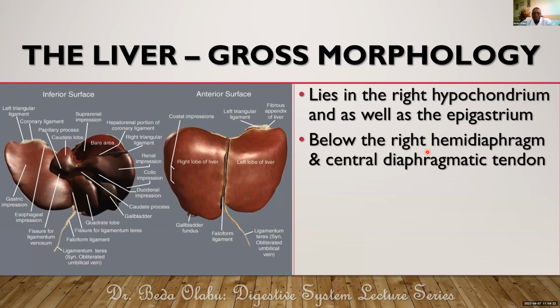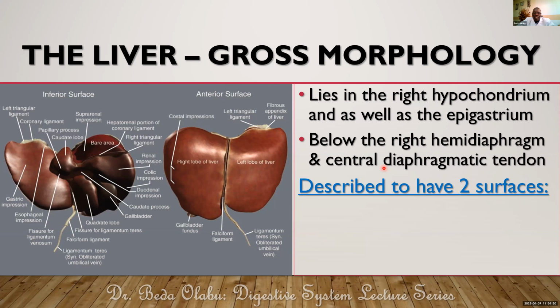The liver is just below the right hemidiaphragm, and also below the central tendon of the diaphragm. The central tendon of the diaphragm is where the heart also rests. So heart on top, then diaphragm, then below that, the liver. That means that the liver extends up to the midline generally.